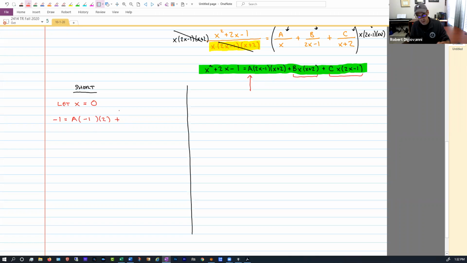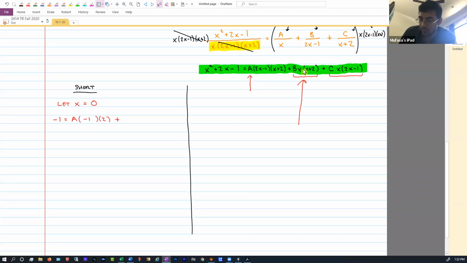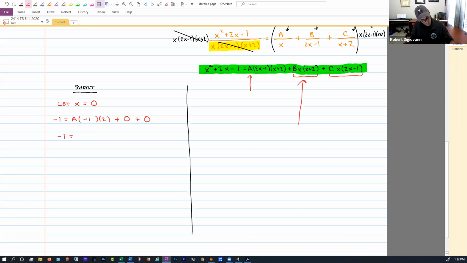And then plus, what can you tell me about this piece here? When I replace that X with 0, it's 0, and it kills everything here, right? That's why we chose it. So I'm going to have nothing there. And then the last piece, I let X be 0 there, so it killed everything off there.